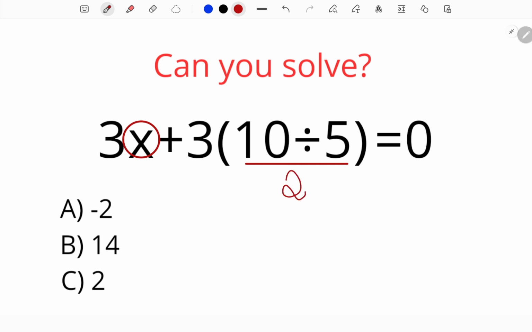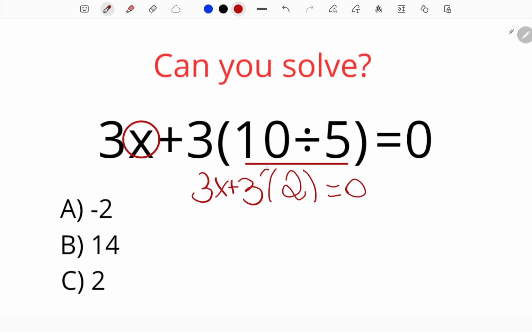Let's replace the expression inside the parentheses with the result of the division. The equation now looks like this. 3x plus 3 times 2 equals 0. Now that we have solved the division inside the parentheses, we move on to the next step, the multiplication.